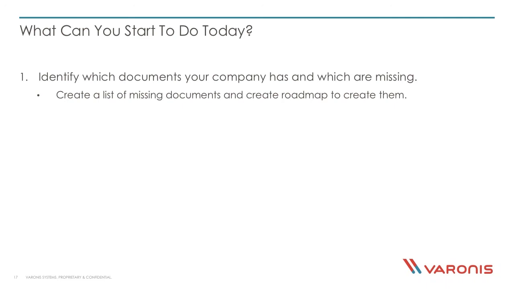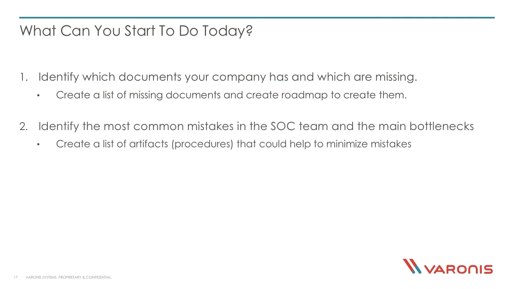The second thing we can start to do right now is observing the security team and identifying the most common mistakes and the performance bottlenecks. By observing that, you can create a list of which artifacts can help the team. For example, if you see that every time an analyst has to request a new firewall rule, there is a lot of back and forth between the teams, you can create a firewall request form with standard fields, and that will improve the performance of your team.